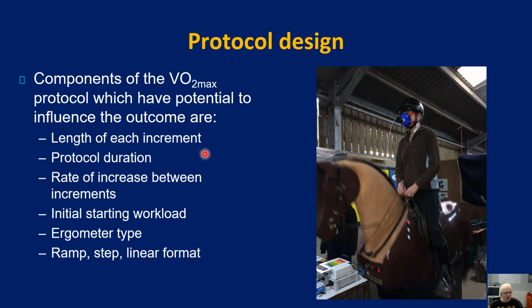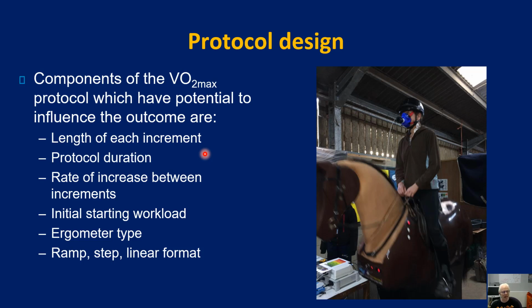What's the rate of increase in resistance between those increments? We saw in the Howley, Bassett and Welch paper that they went up by 2.5% every stage, and that they were holding the speed on their treadmill at 7 miles per hour. We saw in the cycloergometer data sets from Astrand and from Ferretti, both of those were using 50-watt increments. What should it be? What should the initial starting workload be?